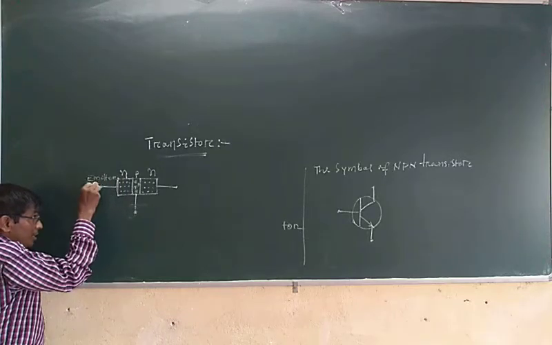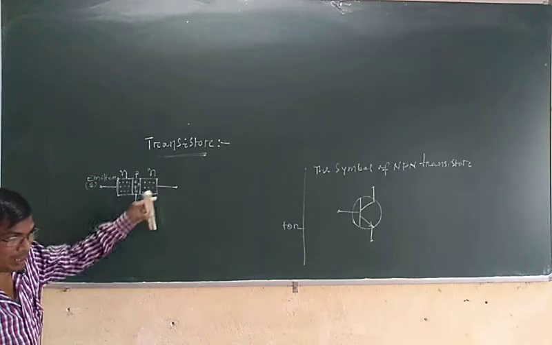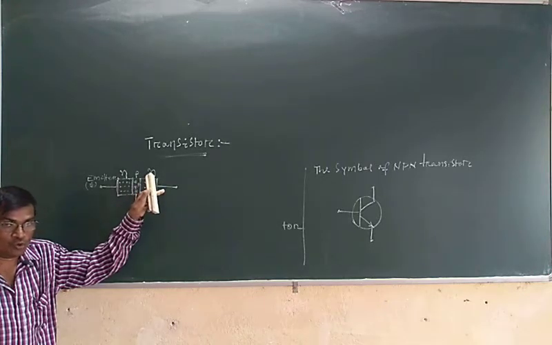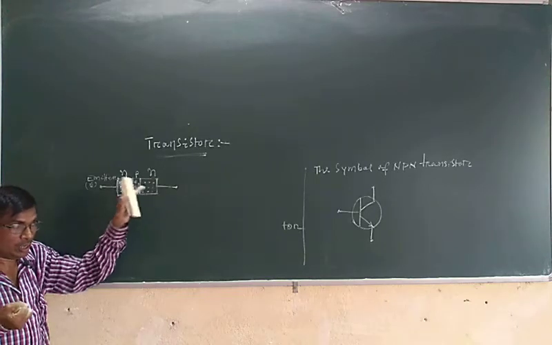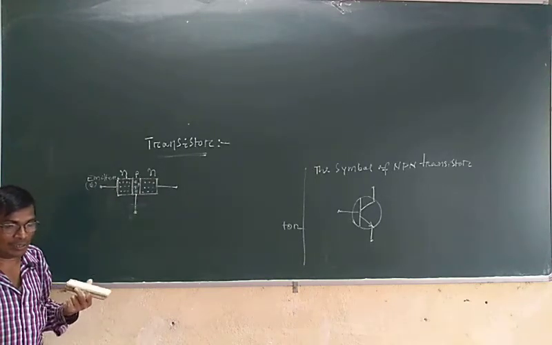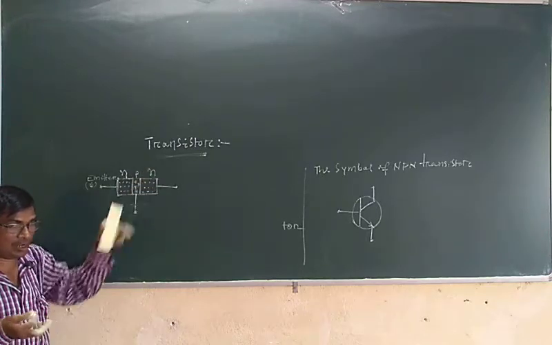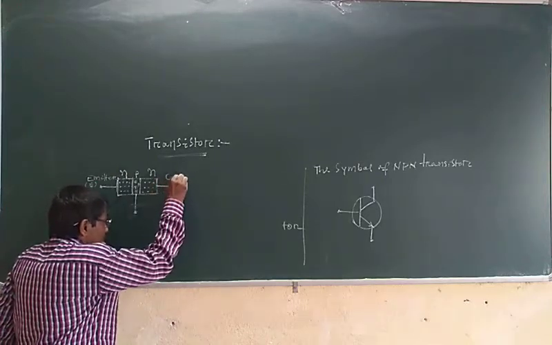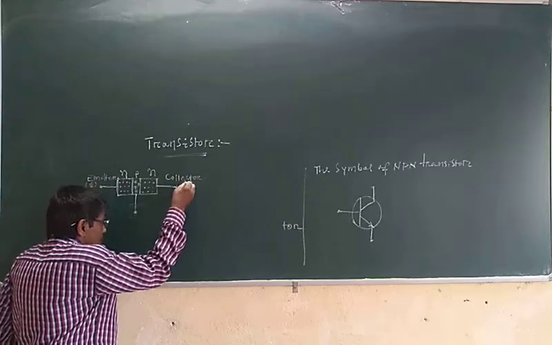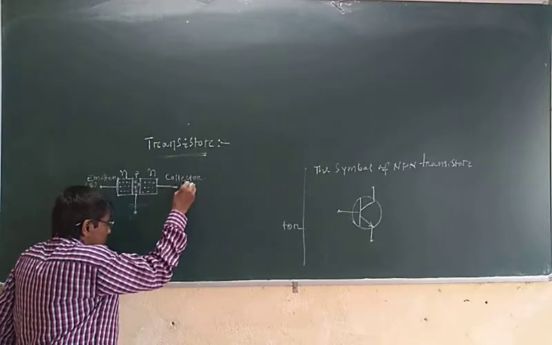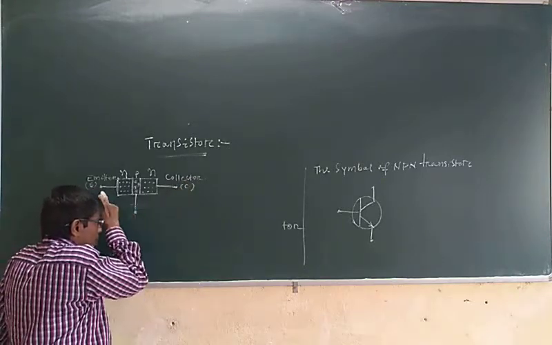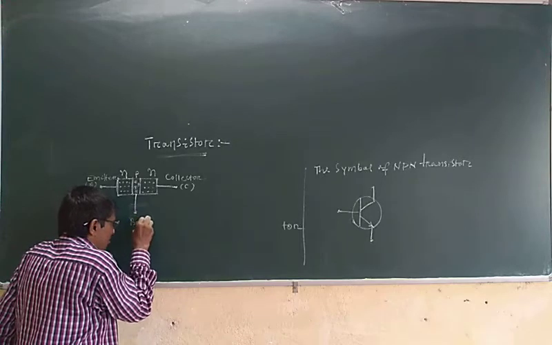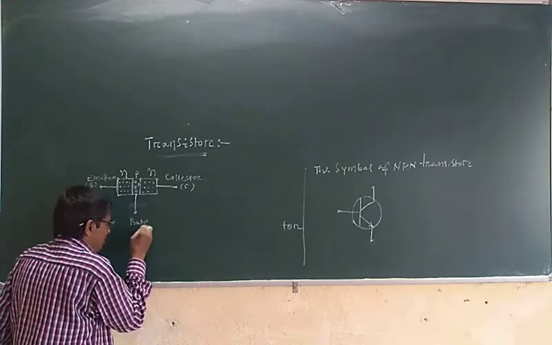The region which emits the electrons is known as the emitter, symbolized as E. Another N region collects all the charges. The emitter emits the charges, but the region that collects the charges is named the collector, symbolized as C. In between the collector and emitter, the thin layer is known as the base region, named B.